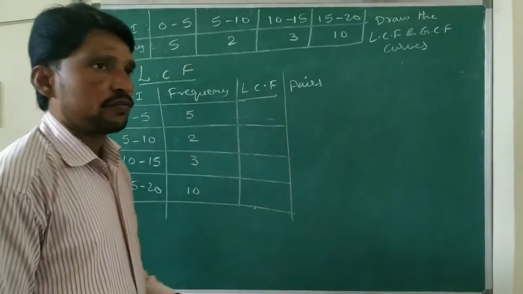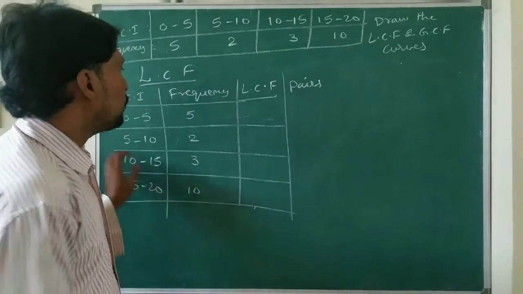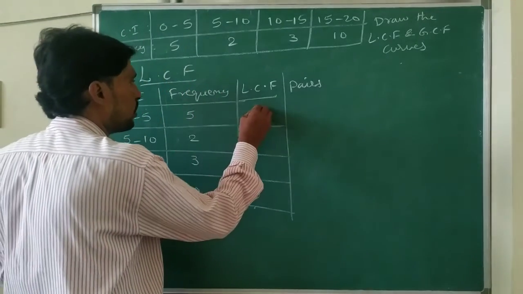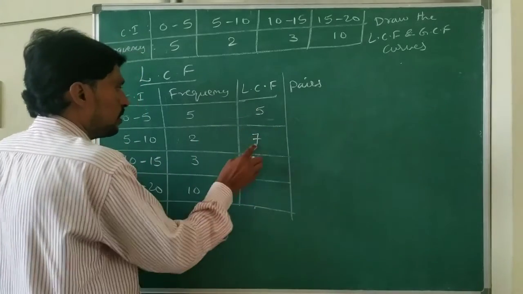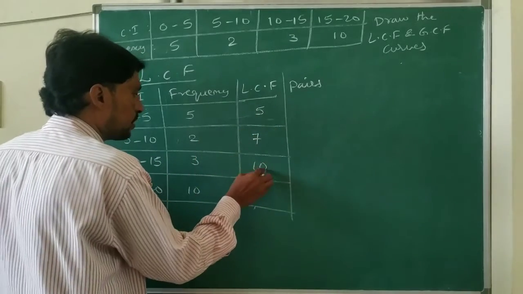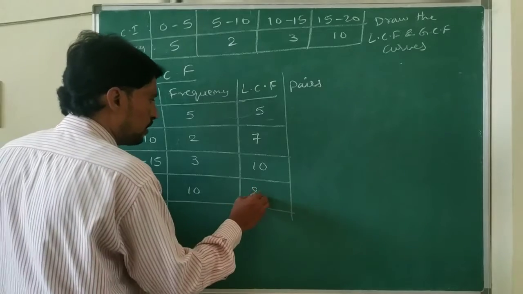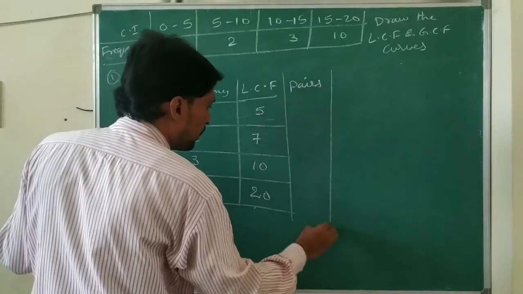Less than cumulative frequencies means step by step we need to add. The first frequency is 5, so 5 only we take. 5 plus 2 is 7. 7 plus 3 is 10. 10 plus 10 is 20. Now we can take the pairs.